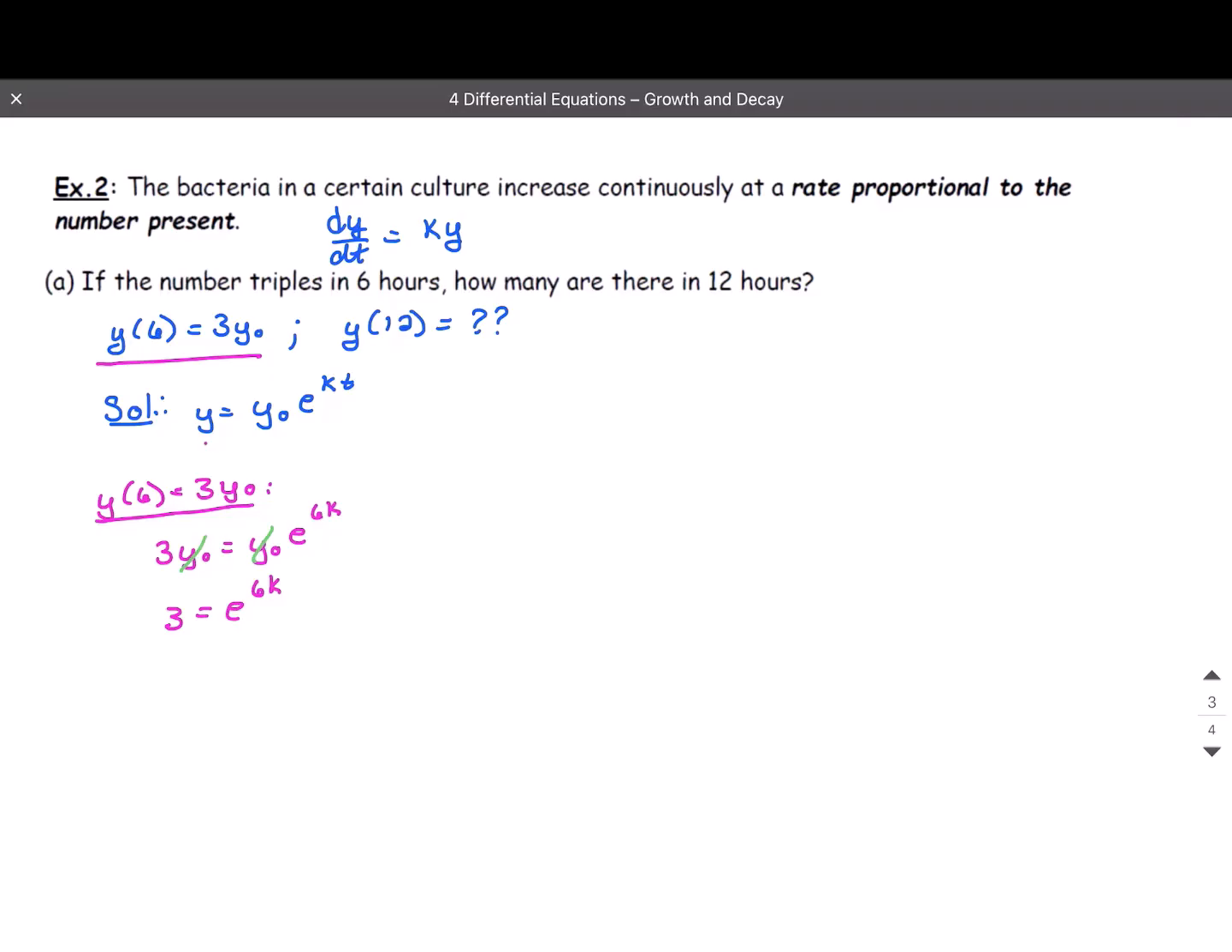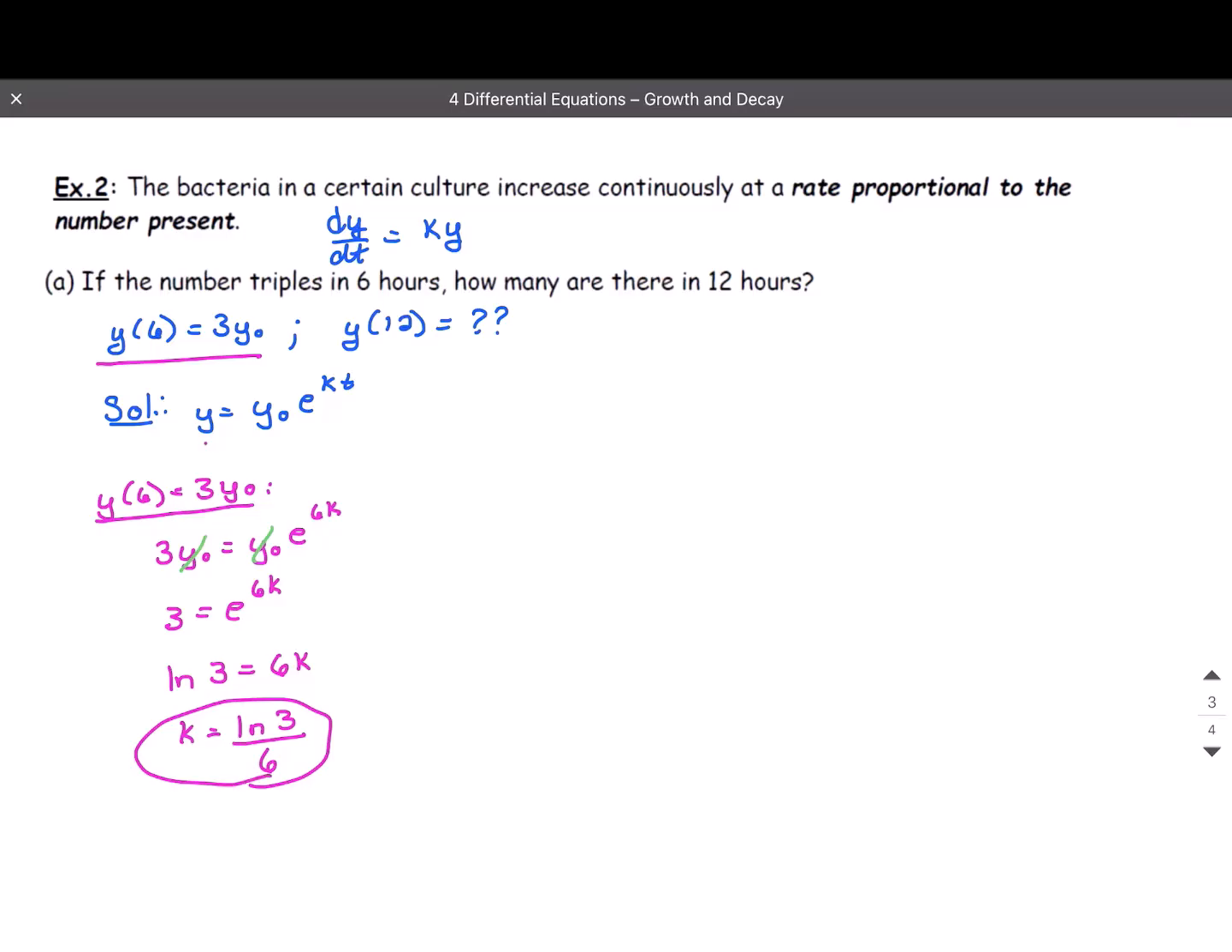When we have an exponential equation, we need to change it to a log equation. So the base is e, log base e is natural log of the 3 equals exponent 6k. Now to solve for k, all we have to do is divide both sides by 6.